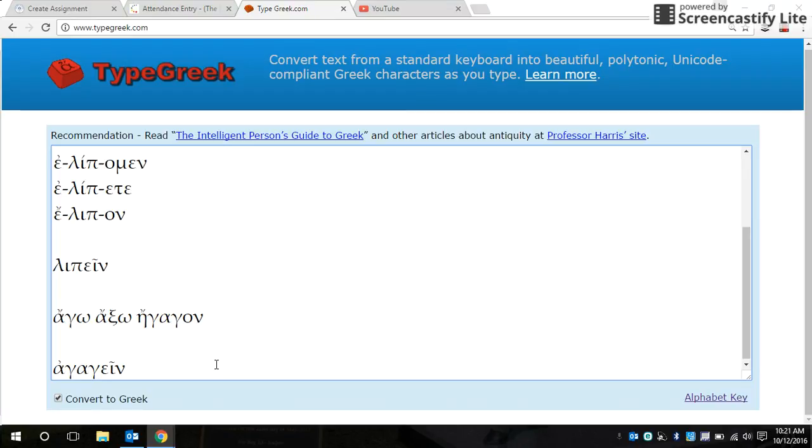The aorist infinitive, once again, the translation is no different from the present infinitive. This, lipein, would mean to leave, and then agagein would mean to bring or to lead. The aspect would be different, okay? It would be a single instance of no determinate duration.